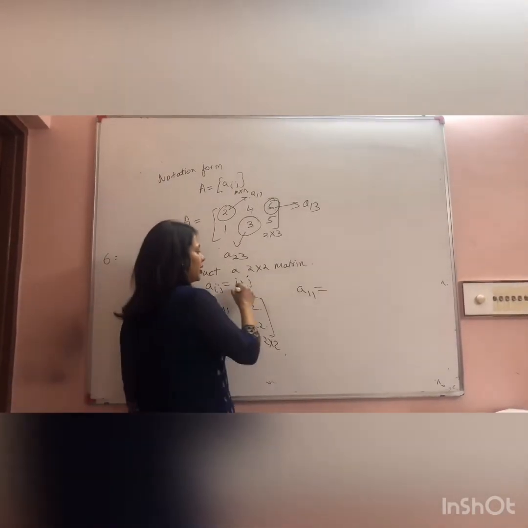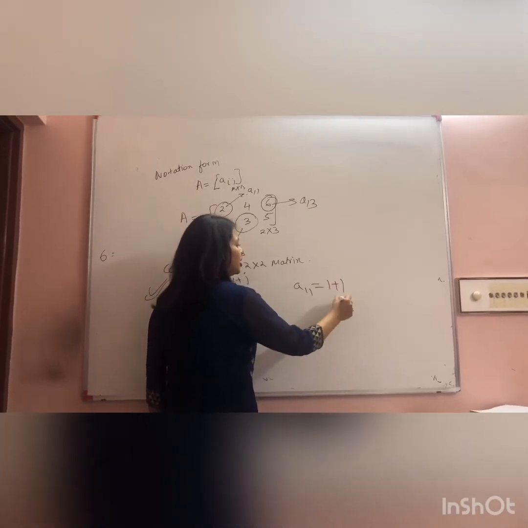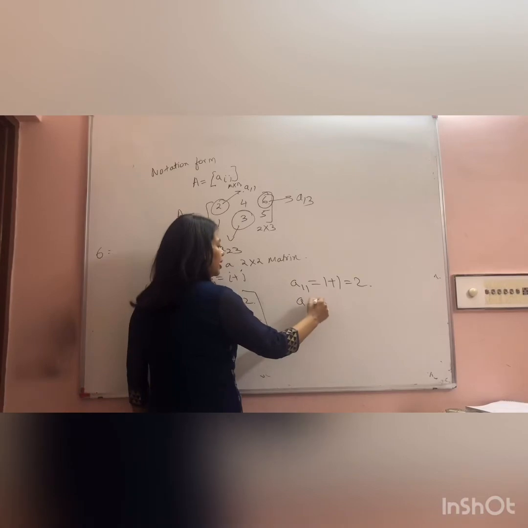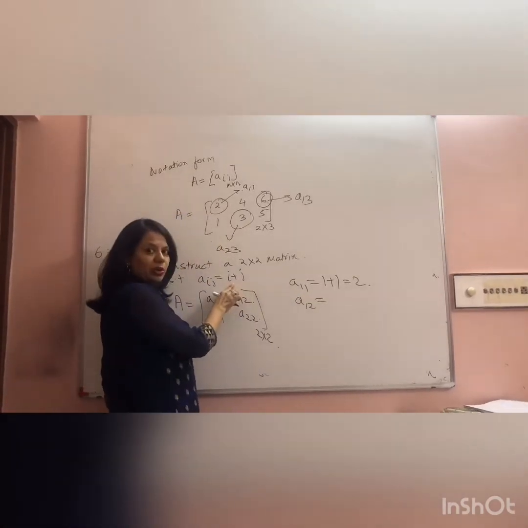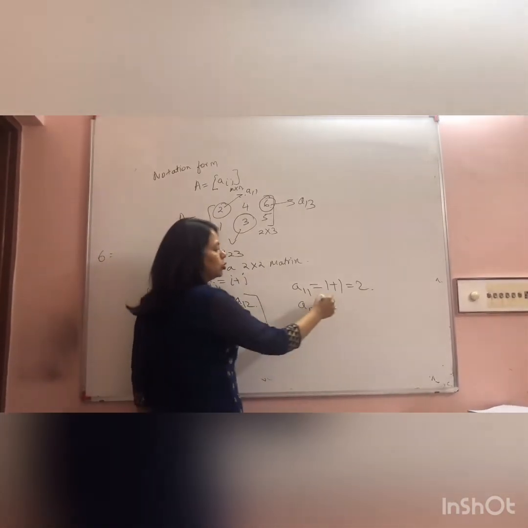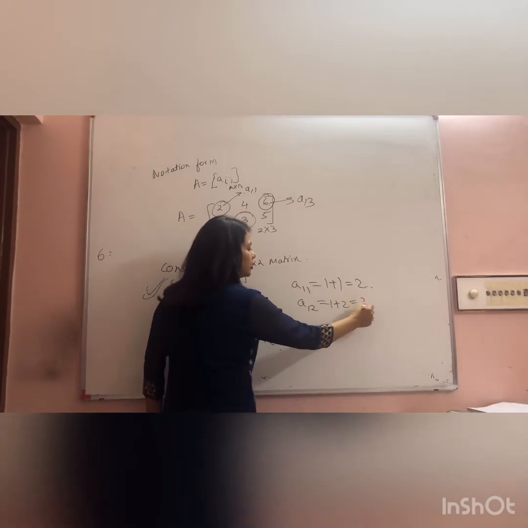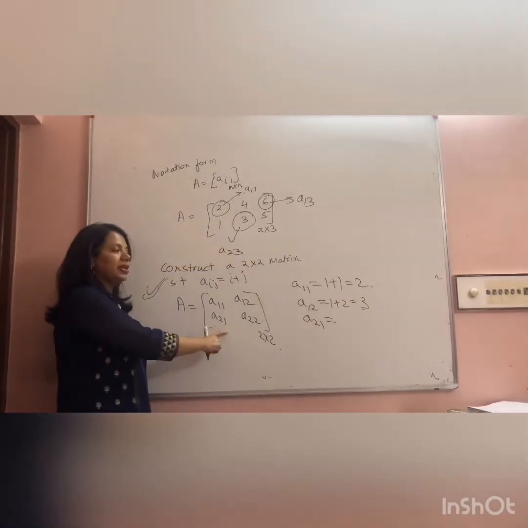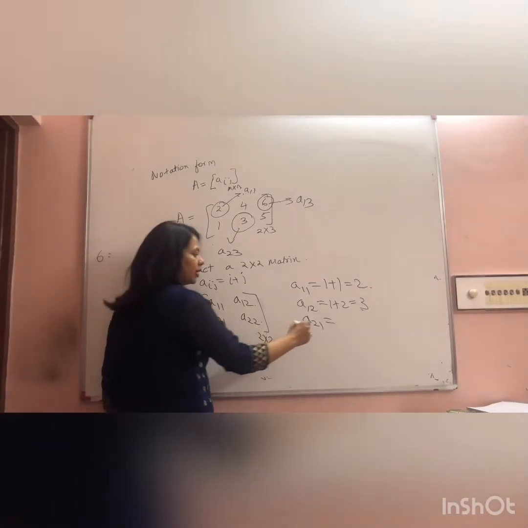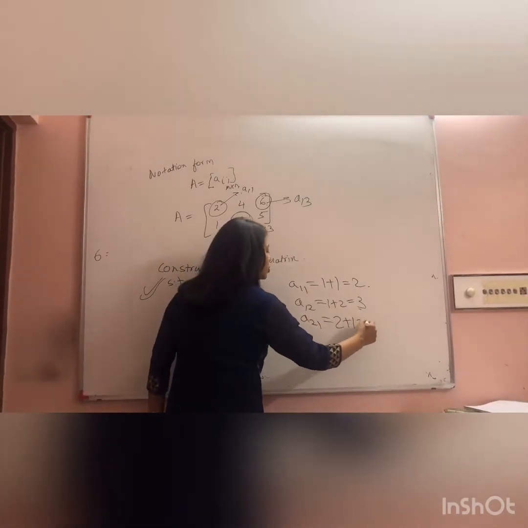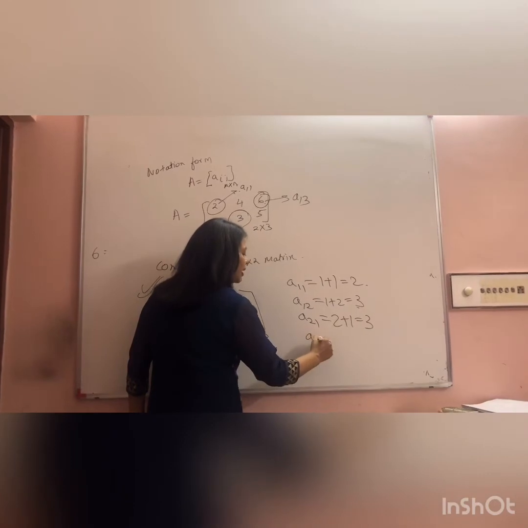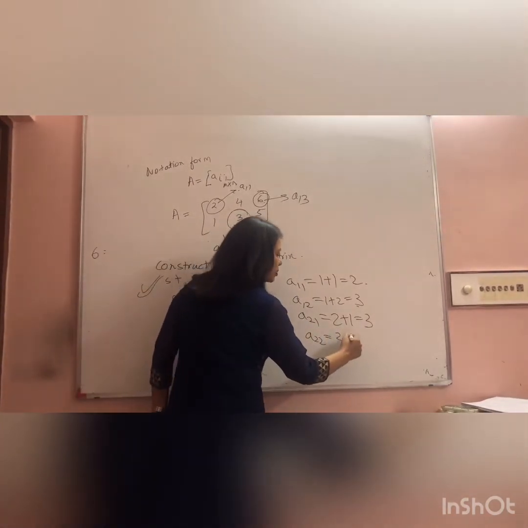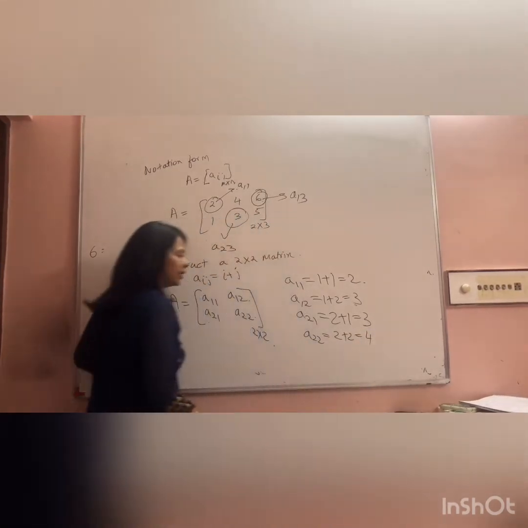So A11 means what? i is 1 and j is 1. So how much is A11 that I get from here? 2. Now A12, i takes the value 1 and j takes the value 2. So 1 plus 2, that is 3. Then A21, now i is 2 and j is 1. So how much do I get from here? 2 plus 1, which is 3. And A22 means i is 2 and j is 2. So 2 plus 2 is 4. This is what I get from here.